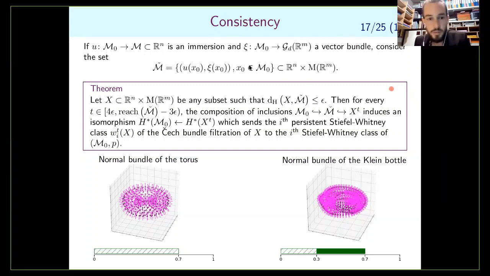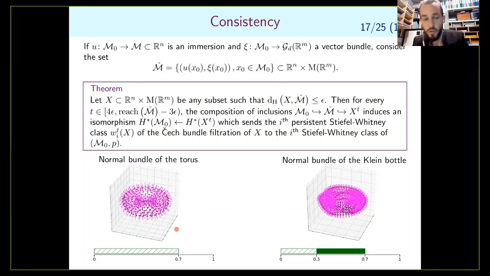So I won't read that, but basically, if your sample is close enough to an actual submanifold endowed with a vector bundle, there exists a whole interval of the filtration where the persistent Stiefel-Whitney class is equal to the actual Stiefel-Whitney class. And so this can be seen also in the lifebar. So here I took a torus and its normal bundle. So this is a finite sample, and I obtain this lifebar for the first persistent Stiefel-Whitney class.